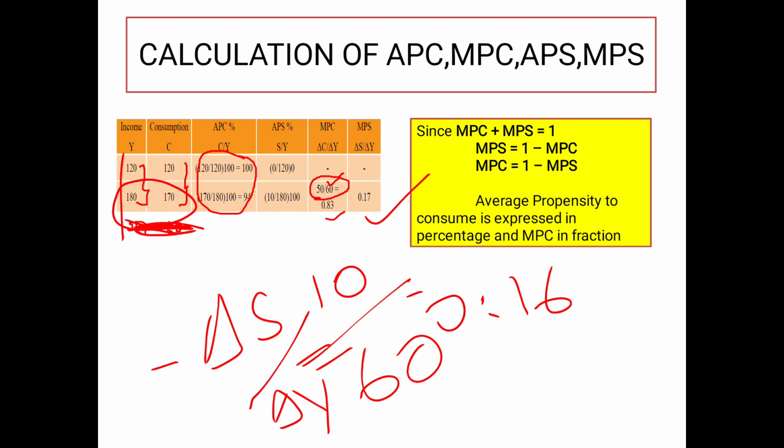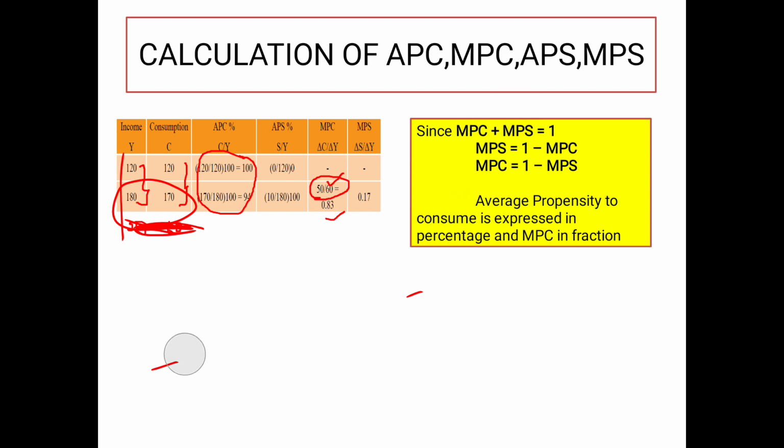So here you have a formula. This says MPC plus MPS is equal to 1. MPS is equal to 1 minus MPC, and MPC is equal to 1 minus MPS. Average propensity to consume is expressed in percentage and MPC in fraction. Hope you have understood this calculation. You can work it out from your textbook.